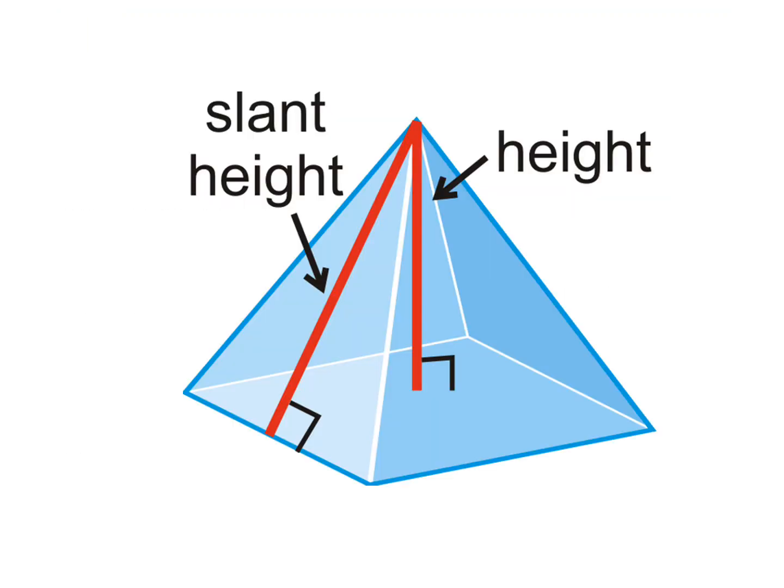A quick reteach. Remember, we have this new concept called slant height. Slant height is the perpendicular distance along a pyramid from its base to its vertex. It's measured right there, and that would be the shortest distance. If we went along one of the corners of the pyramid, it would be a little bit longer. But this is the shortest distance between the base and the vertex.